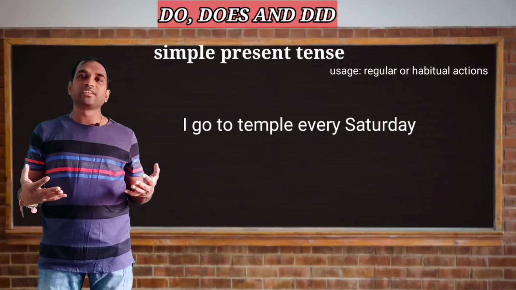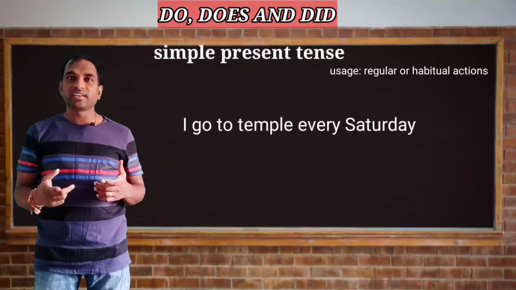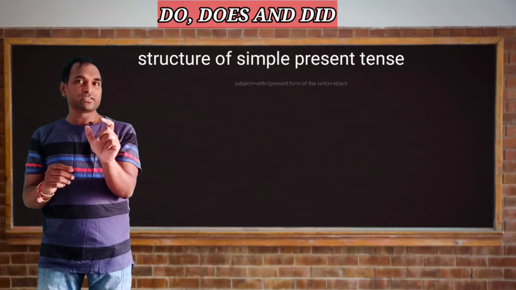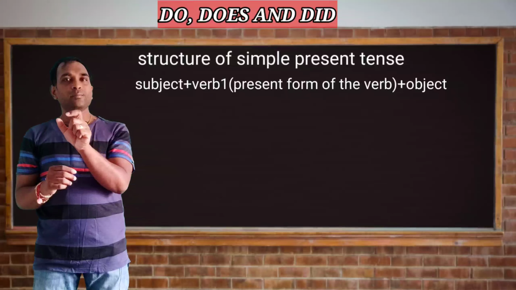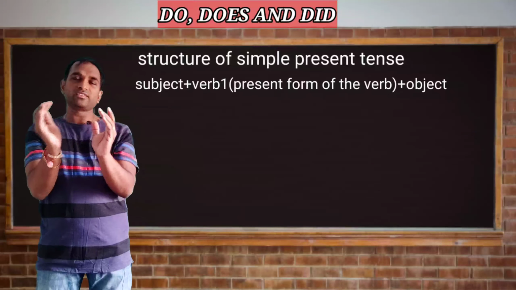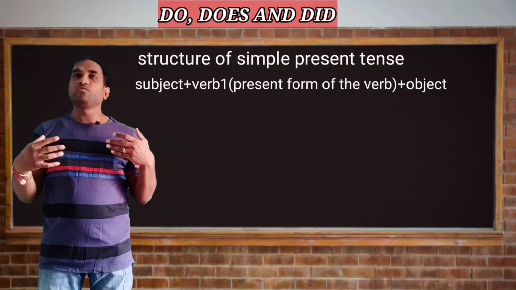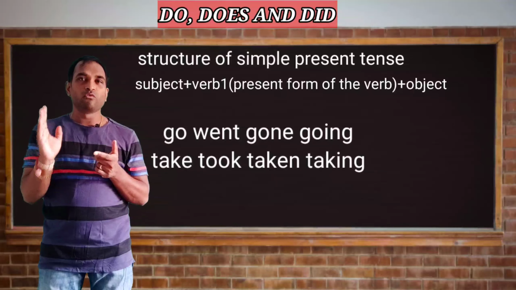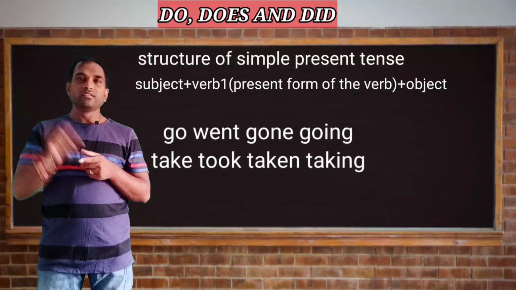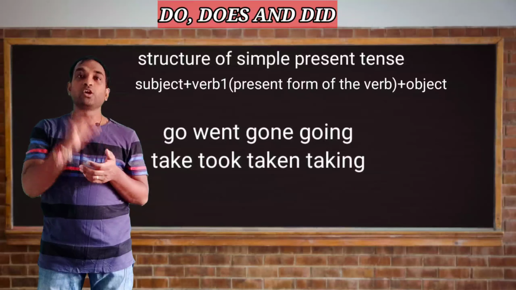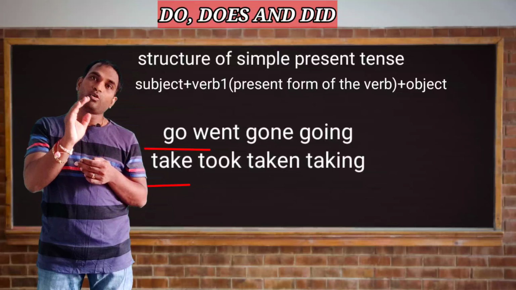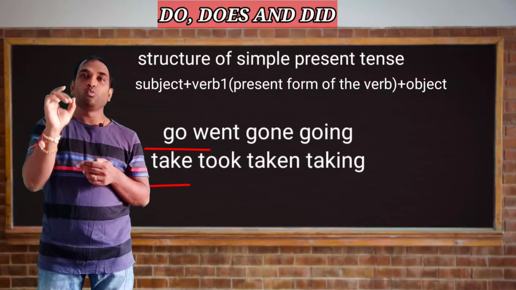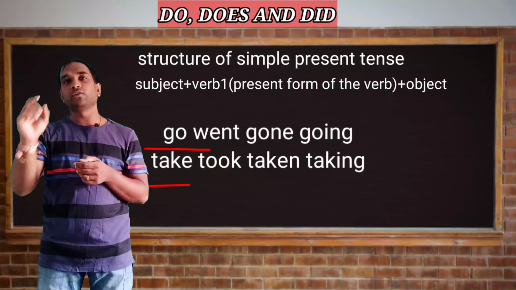Then what's the structure of simple present tense? How to use it? Let us see now. The structure is subject plus verb form 1 plus object. Then what is this verb form 1? Let us take the verb go. Go has got 4 forms, right? Go, went, gone, going. Among go, went, gone, going, the first form, go, is considered to be verb form 1, and this is also called the present form of the verb.